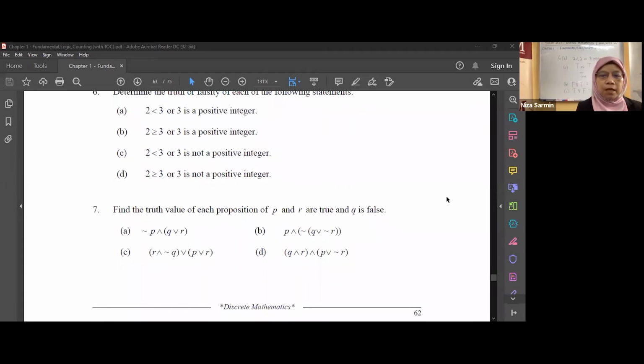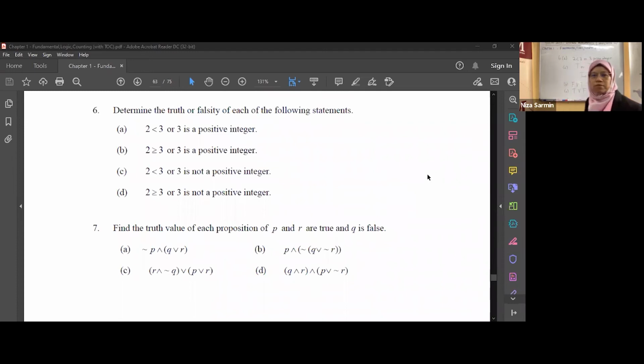Number 7. Find the truth value of each proposition if P and R are true and Q is false. There is a typo there: it should be if P and R are true and Q is false.